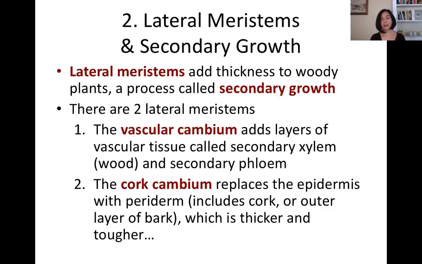And the cork cambium is a meristem that is going to be replacing the epidermis. It changes from this soft epidermis that I was showing you before to something that is called the periderm. And that includes the cork. So if you look at one tree, you will see on the outside we have the bark, right? And that is part of this periderm. And this is very thick and tough. So the periderm replaces the epidermis, which is softer and more delicate.